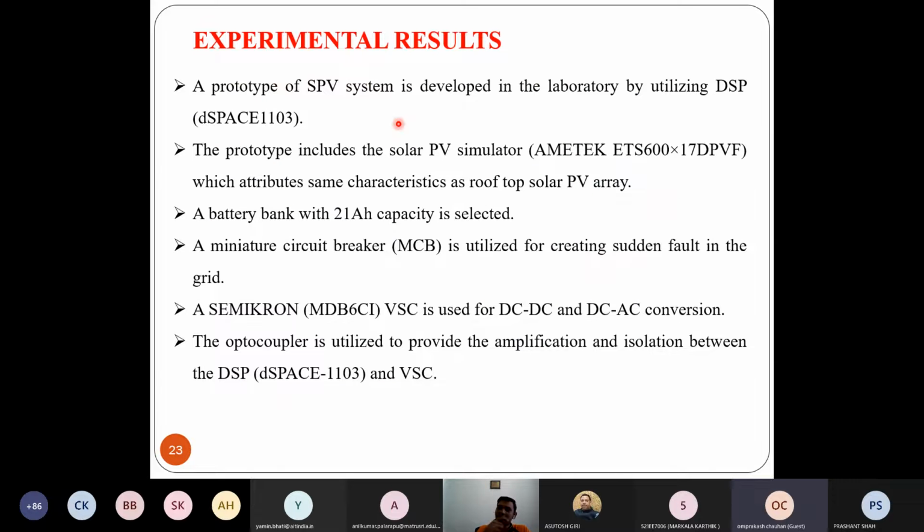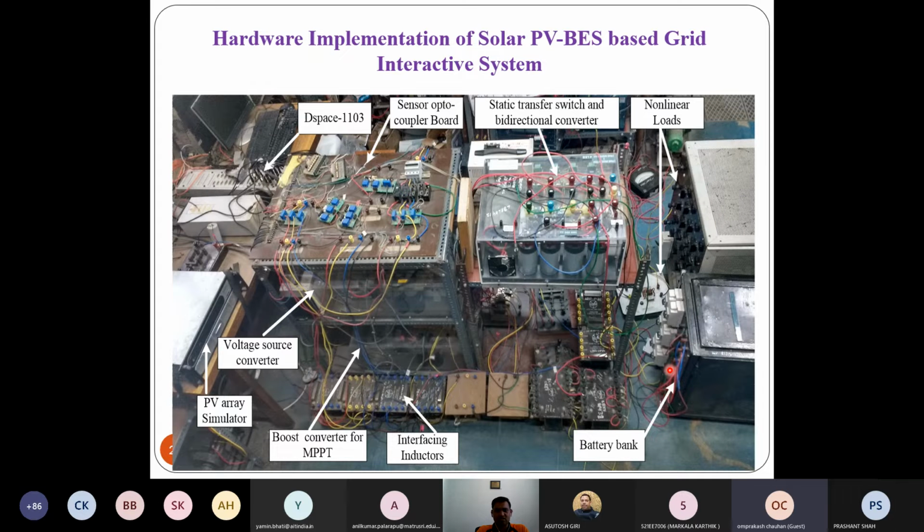Now, experimental validation. We have experimentally validated this particular system with dSPACE 1103 and an Ametek based solar emulator, an ExideMate battery bank of 21 ampere hour, and then Semikron based switches. This is the experimental setup which we developed at the IIT Delhi laboratory. Here we have a solar PV emulator, VSC, boost converter, interfacing inductor, battery storage, various sensors and optocoupler boards. And these simple static transfer switches, Semikron based switches, we have utilized for STS.